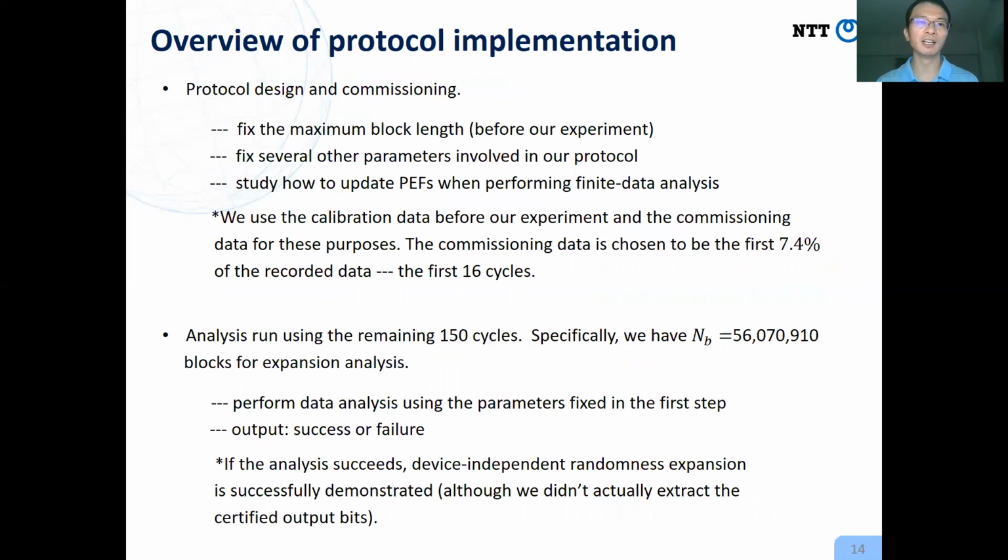Next, I will present our protocol design and data analysis. There are two major parts. The first part is before the data analysis. We need to fix several parameters, including block lengths. Then the second part is to run the analysis using the fixed parameters and see whether we can achieve randomness expansion. For the first part, we use the calibration data obtained before our experiments and also the commissioning data. The commissioning data is chosen to be the first 16 cycles. For the second part, we use all the remaining data. Specifically, we have about 56 million blocks for expansion analysis.